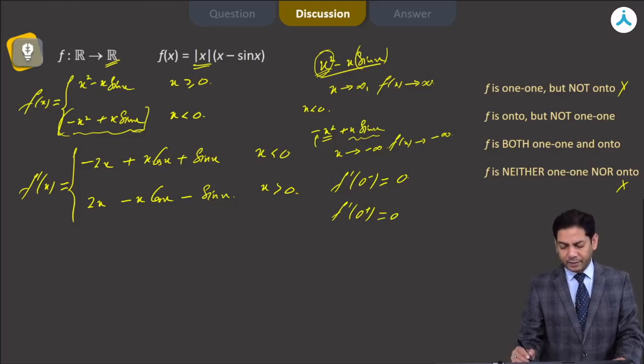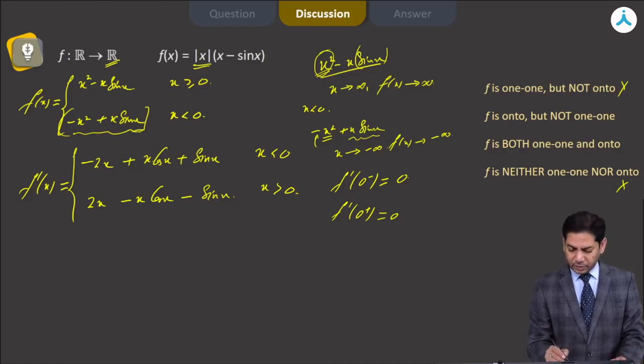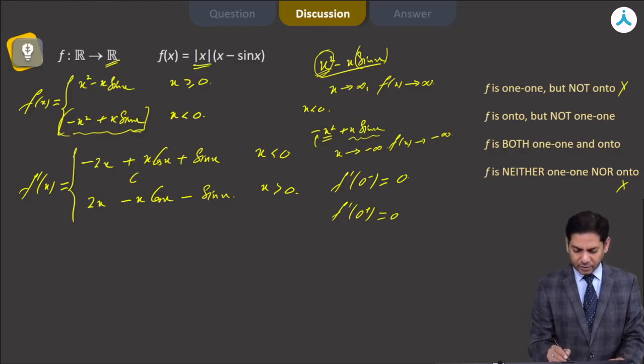So right hand derivative and left hand derivative both are equal to 0 and the function is continuous. So we can say for x is equal to 0, derivative is equal to 0. If we want to write that, we can write it over here, that this derivative will be equal to 0 for x is equal to 0.